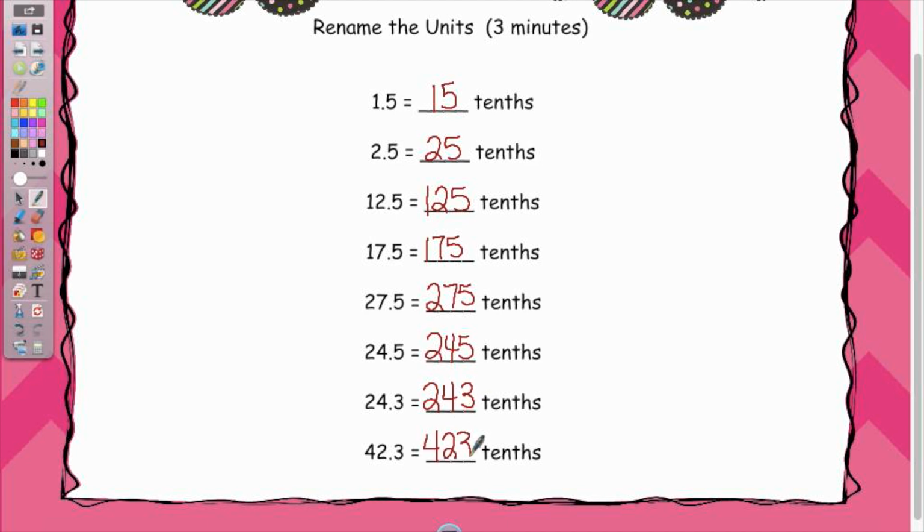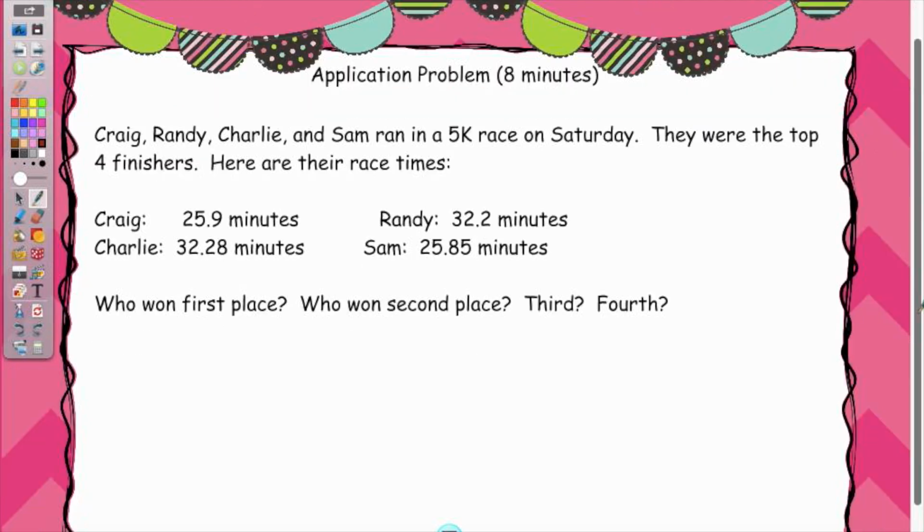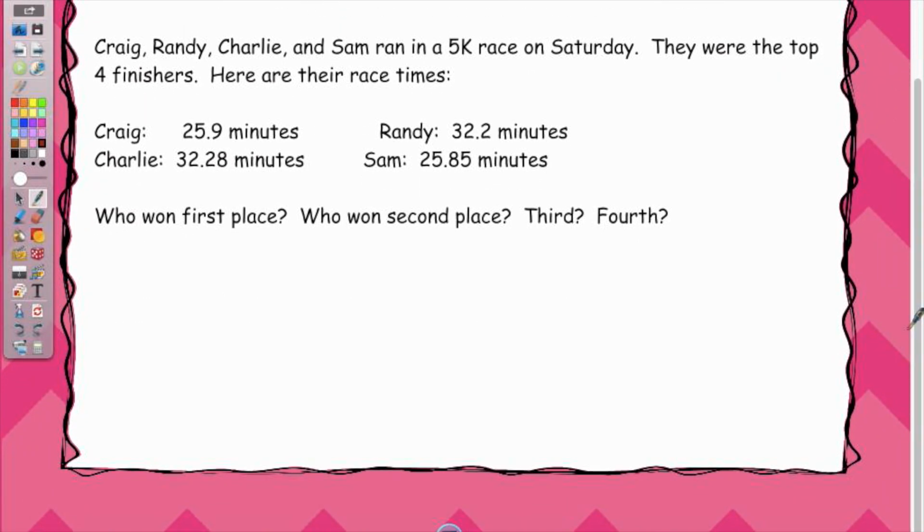Okay, so we're going to use that here in a few minutes on the lesson. So let's go ahead and do this application problem. Now, I know you don't have a lot of room, so we're going to write small. But let me read it first. It says, Craig, Randy, Charlie, and Sam ran in a 5K race on Saturday. They were the top 4 finishers. Here are their race times.